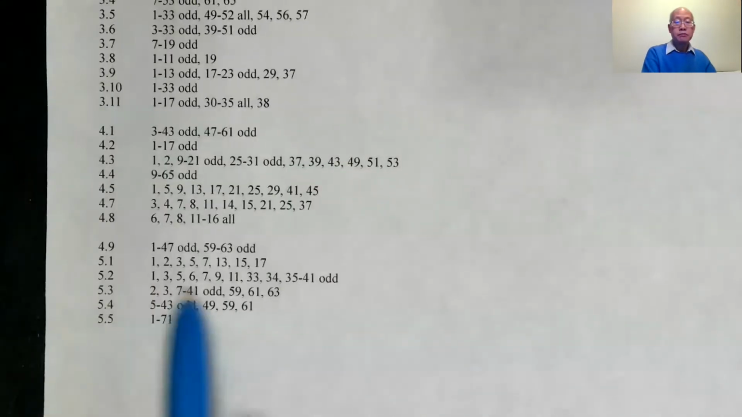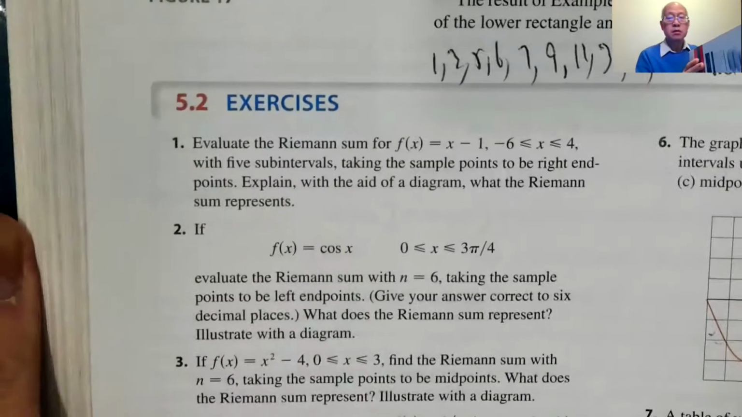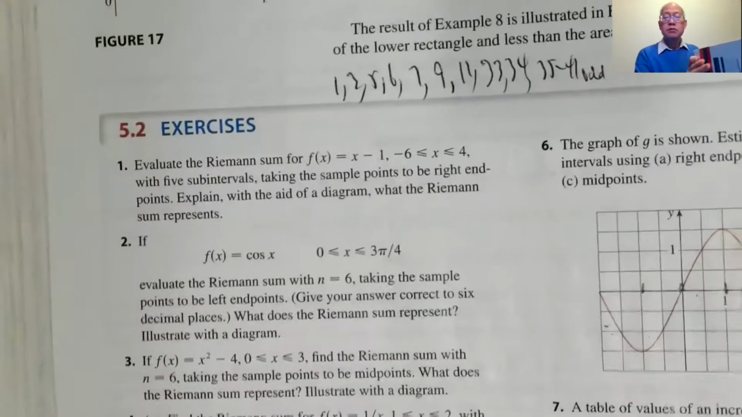This is section 5.2. So we have all these problems going up to problem 41. So let me go ahead and show those to you. Page 388. So here we go.